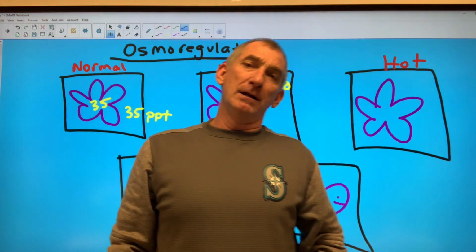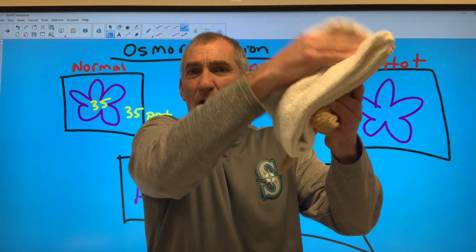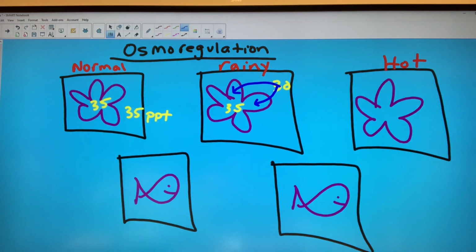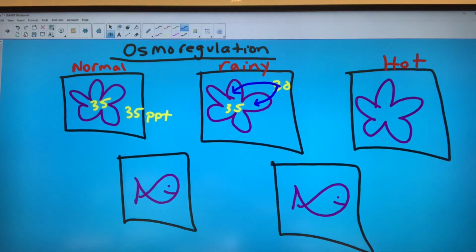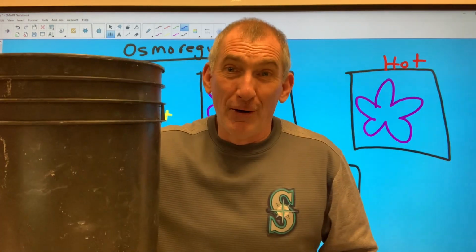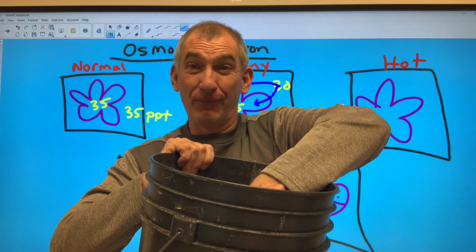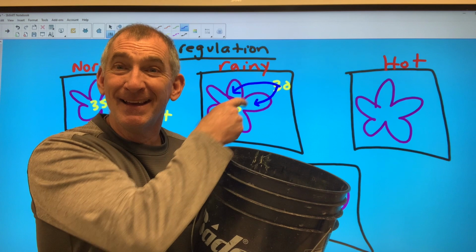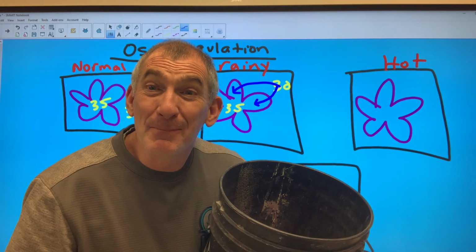I said, all right, class, it's time to do the lab. Come up and get a starfish. Dry out the starfish as best you can. Weigh the starfish on a scale. Record the weight. Okay. I had a bucket of fresh water, right out of the sink. I said, put your starfish in the bucket. We left it in there for 20 minutes. What started to happen? Yes, water started rushing into it. Visibly, they were getting bigger and bigger and bigger.